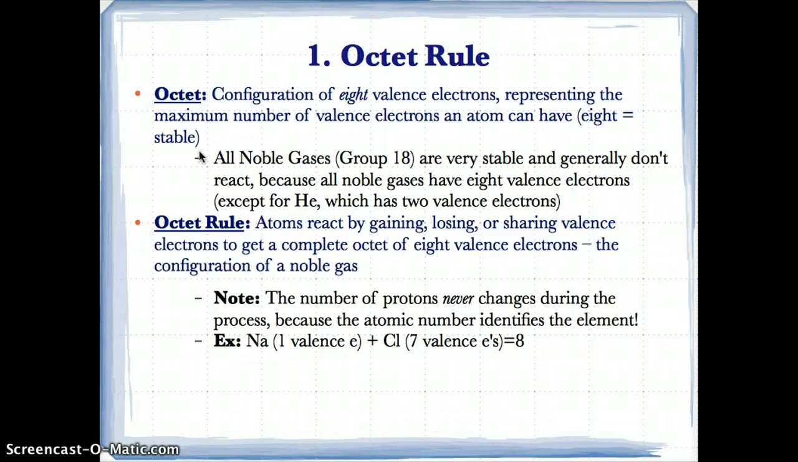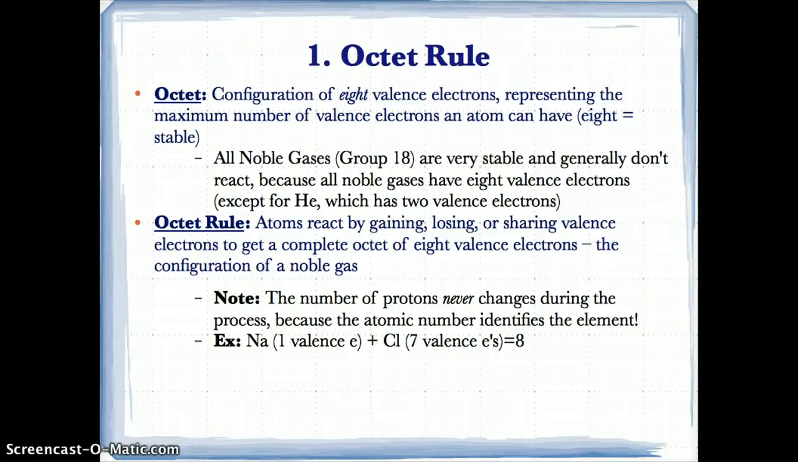All right, all noble gases, which are elements in group 18, are very stable and generally don't react, because all the noble gases have 8 valence electrons. The only exception is He, which has 2 valence electrons. But either way, all of the elements in group 18 are stable because they're full and they have the maximum number of valence electrons that any element can have. So they're very stable and they don't react. All right?